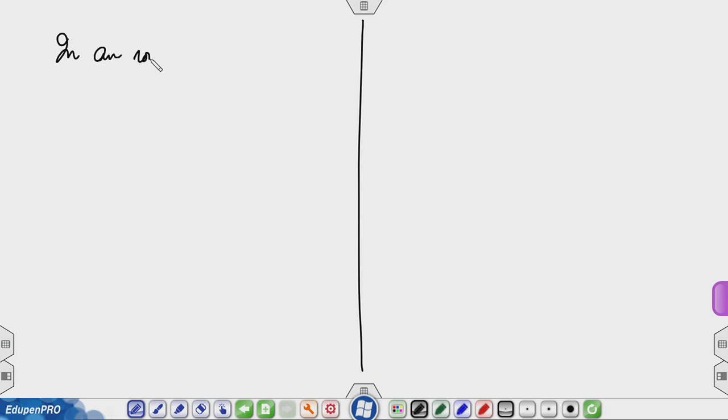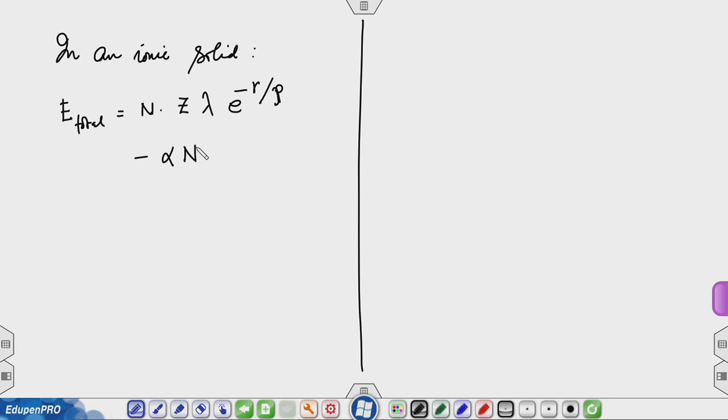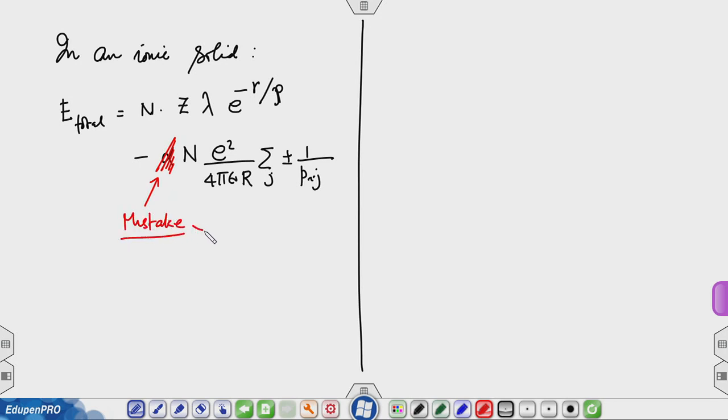In an ionic solid, E total is equal to n times z lambda e raised to minus r over rho minus, this is going to be an n also, sorry I missed that in the previous slide, e square over 4 pi epsilon 0 summed over j plus or minus 1 over p_ij, and r I can take out. So, I am measuring the distance in terms of the smallest distance between the ions. This alpha is not there. I am going to define this. So, this alpha is unnecessary. Let me correct this mistake. This actually represents this.